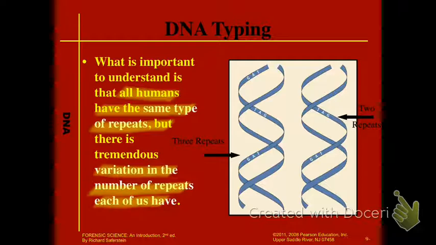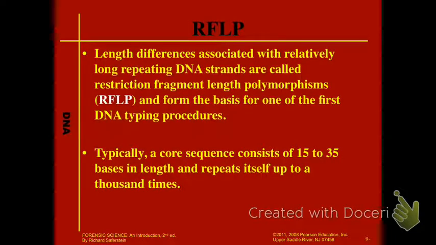So this is one person that has 3 repeats, here, here, and here. This is a simplified version of what's really happening. This person over here only has 2 repeats, here and here. So that would distinguish one person's DNA from another.